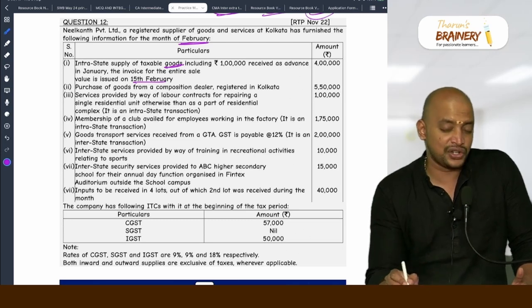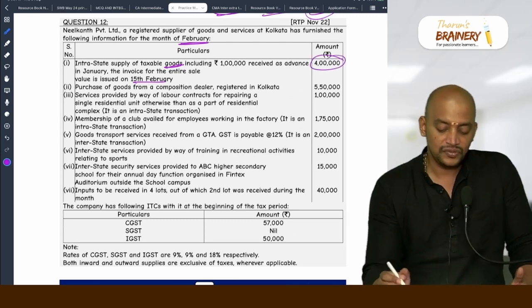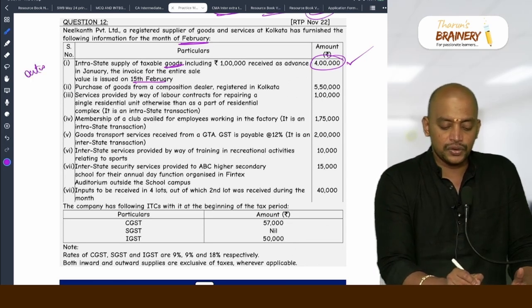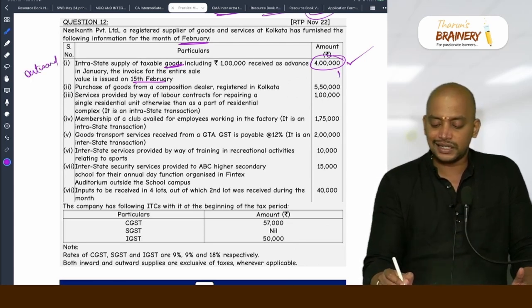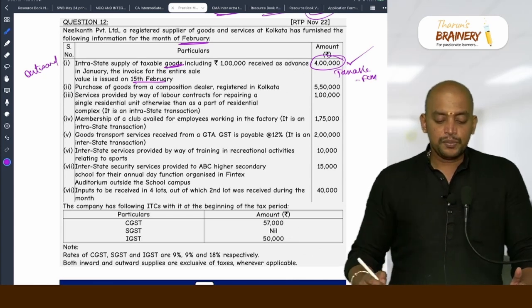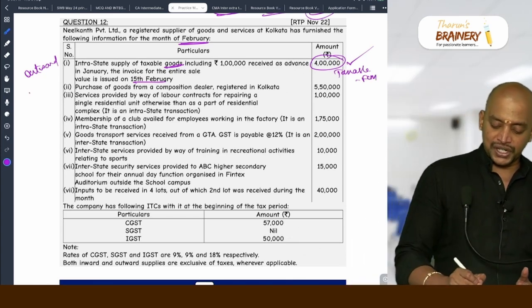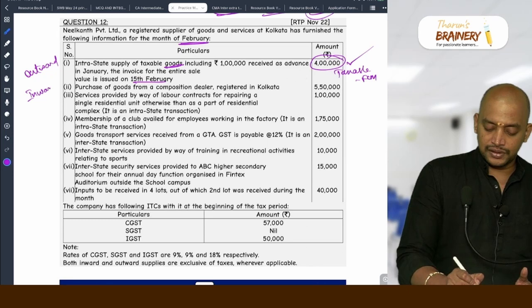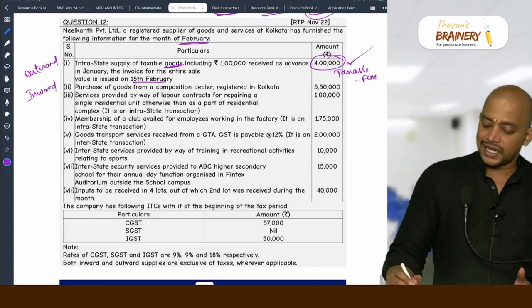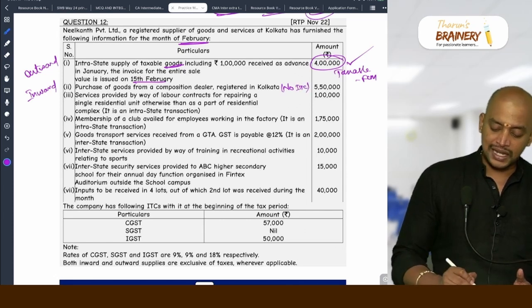So is it taxable in January or February? This month only it will be taxable. So is it inward or outward? Outward, taxable this month, under FCM. Purchase of goods from a composition dealer, inward. Okay, registered in Kolkata, no ITC. Why no ITC? Composition scheme.